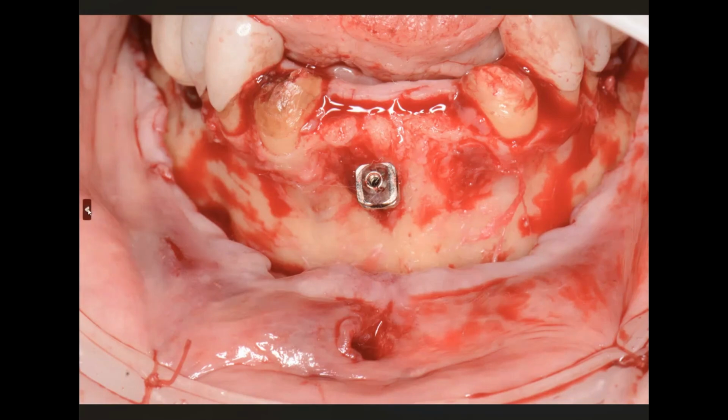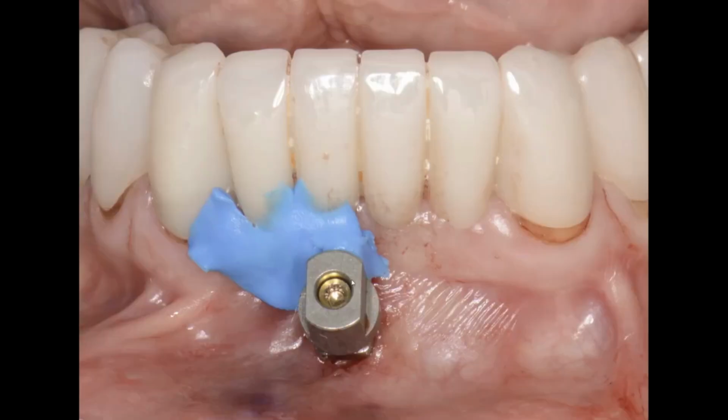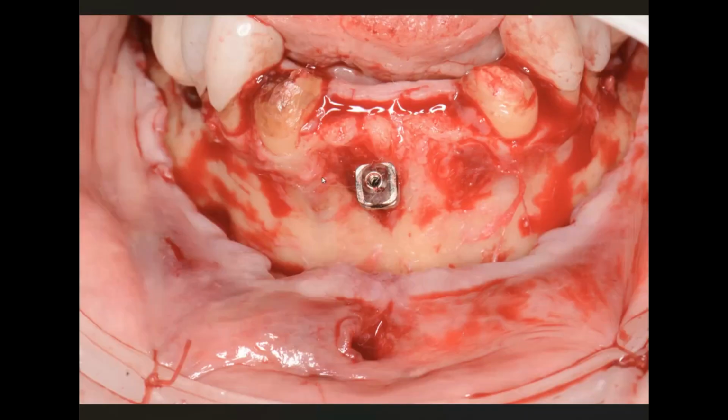And one key is that we designed this so that this scan body that you see here can come off and go back on and be timed in the same position. So we lift this over top, and then we've got a nice band of keratinized tissue that's easy to approximate when we're finished.